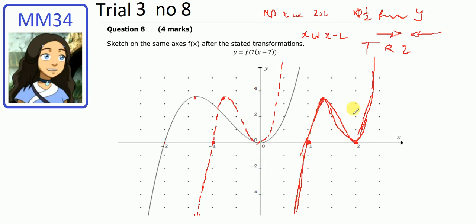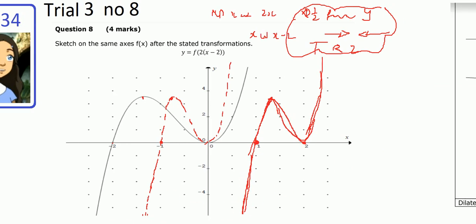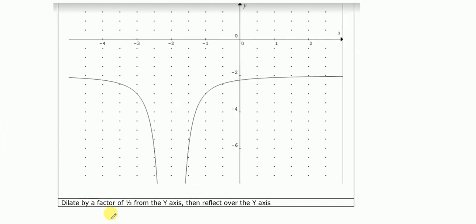So I had to work out what the transformations were and what effect I was going to have on the graph first. Okay, so looking at 8 part B, dilate by a factor of a half from the y, so that's the same, that's a squash. Then reflect over the y-axis. Okay, so let's see, we have an asymptote here at x equals -2. And we seem to have an asymptote at 2.